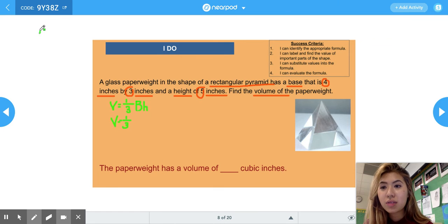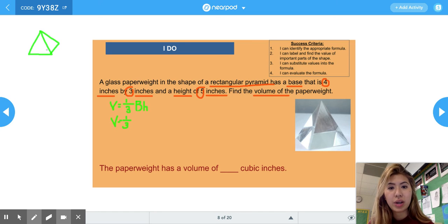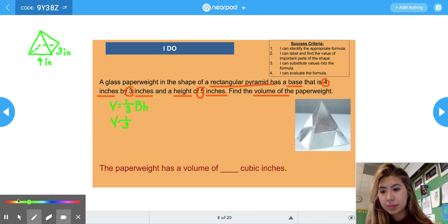If I was confused about the different values, I could also draw the shape and label it right here. So if the base is a rectangle, it says that one side of the base is 4 inches, the other side is 3 inches, and the height of the shape is 5 inches. And the B stands for the base area.